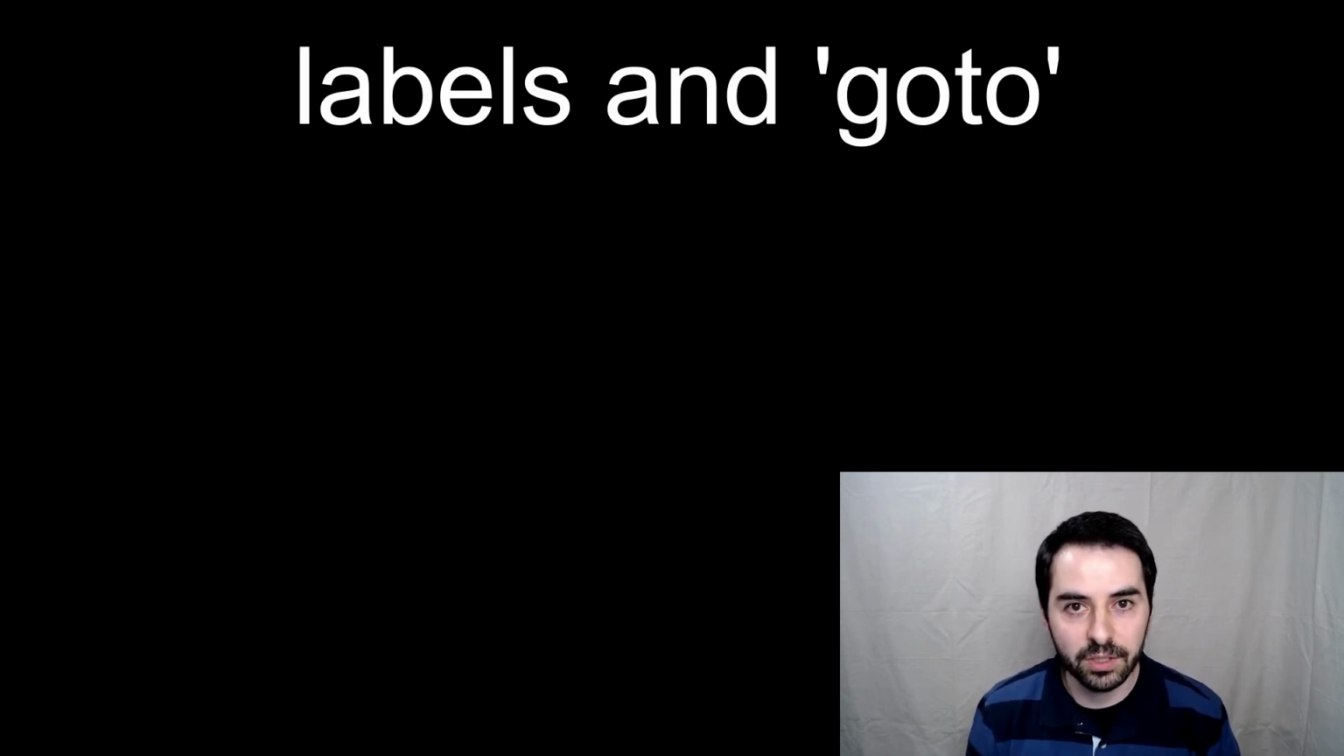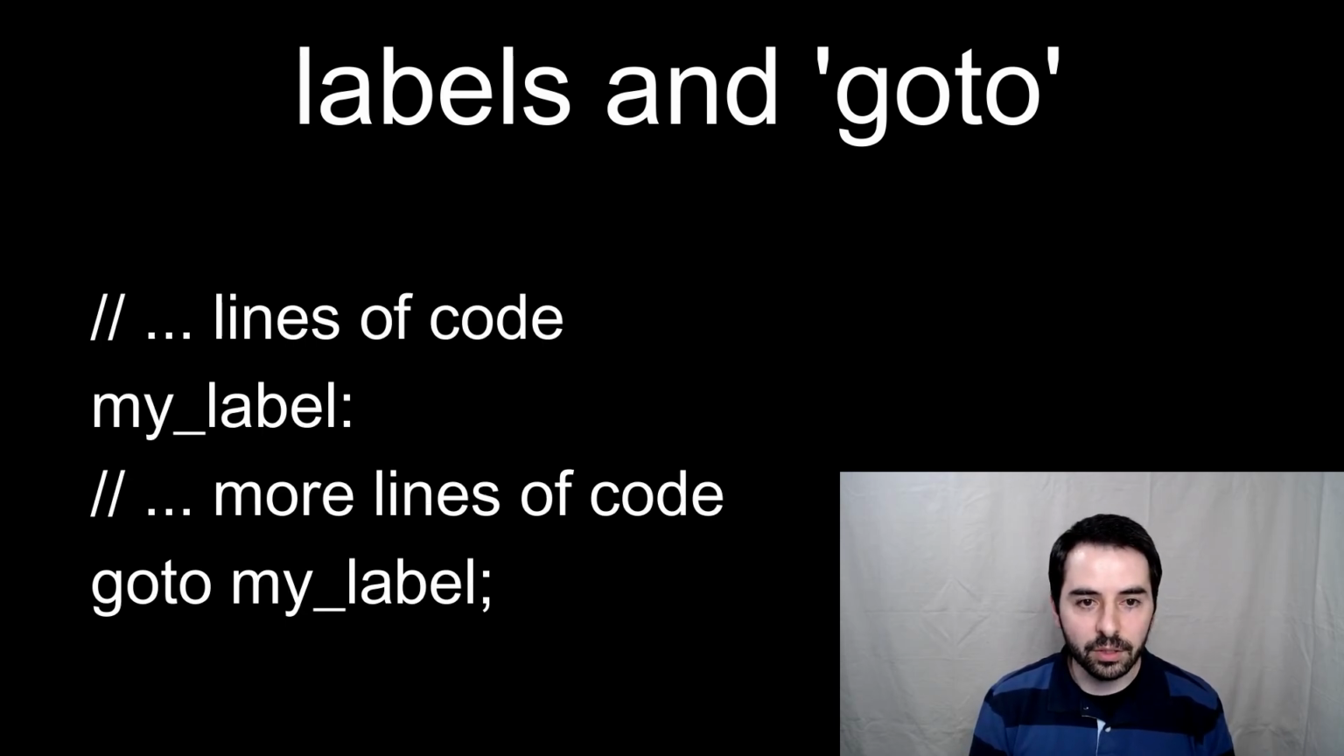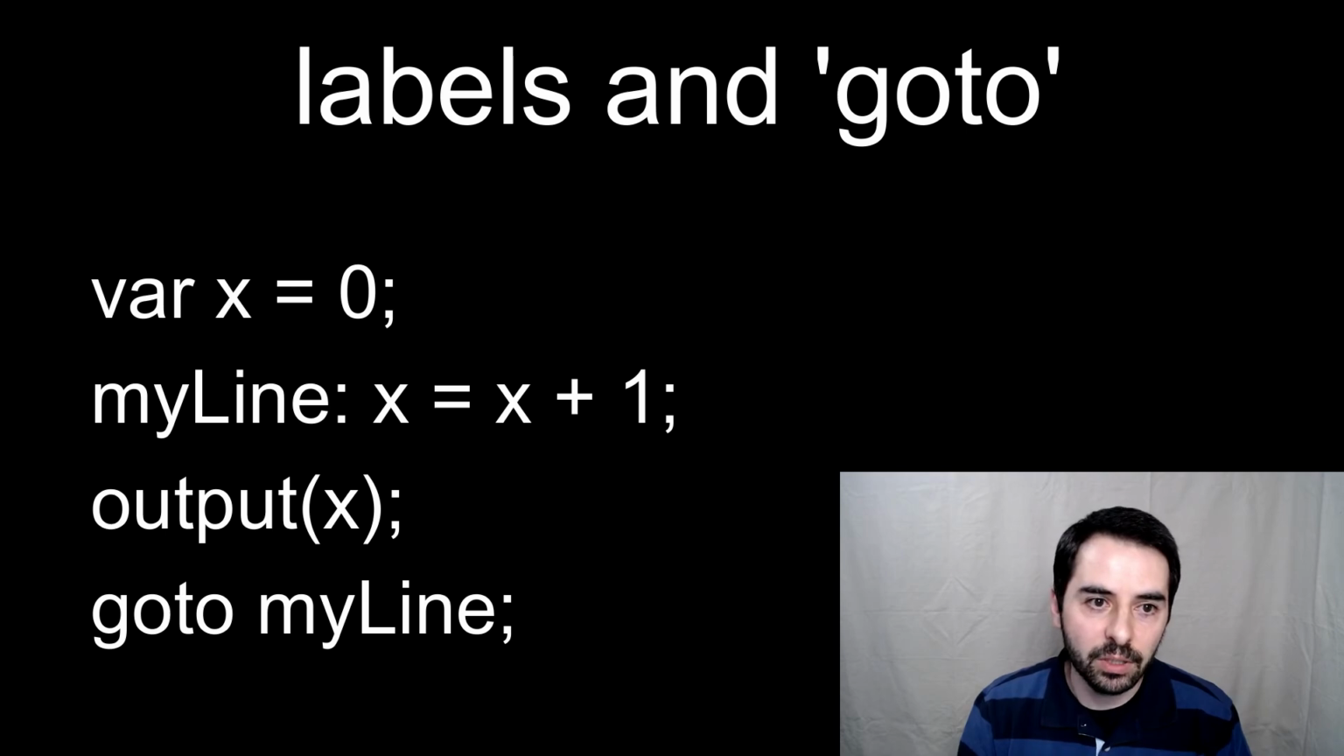So another thing I want to recap, which is a little important for this video, is labels and goto. Remember that a label is basically a tag we assign to a line of code or to a statement, and then from anywhere in the code we can say go to that label, or go to the line or the statement with that label. So here I have a small example showing how it's written in a common programming language.